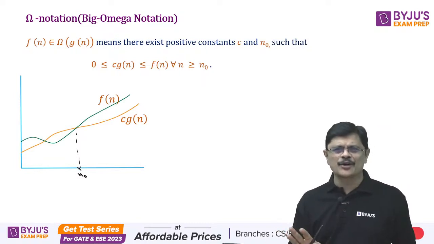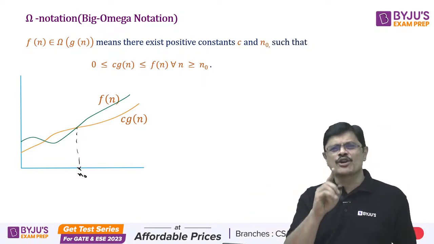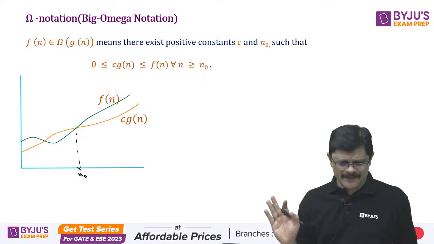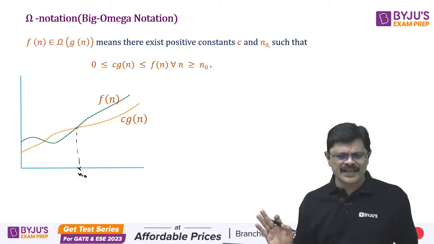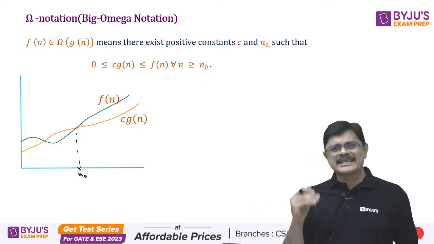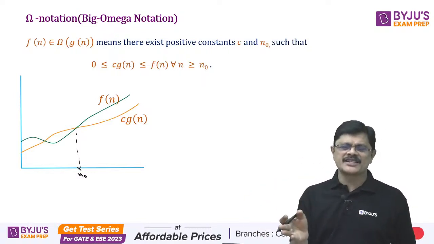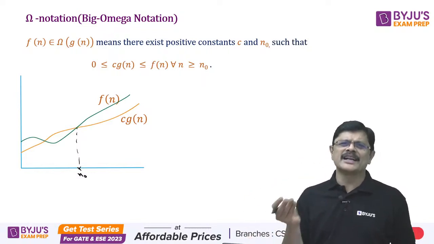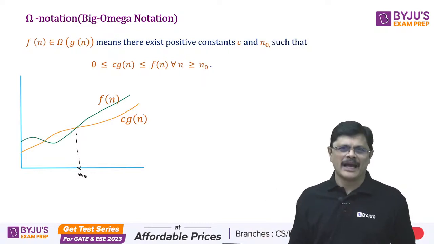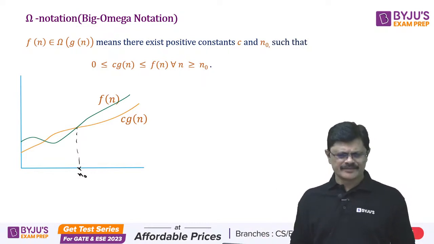There is nothing like, average means big theta. This is wrong understanding. Please don't do that. Am I clear? That is wrong understanding. Okay? Best case is the least time taken over all the complexities of that particular function. It is the least of all possible times. Am I clear? For all possible inputs.